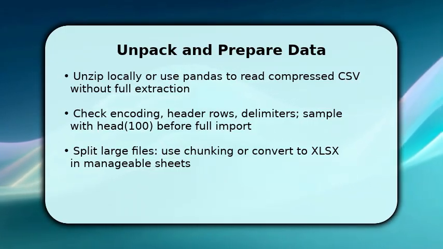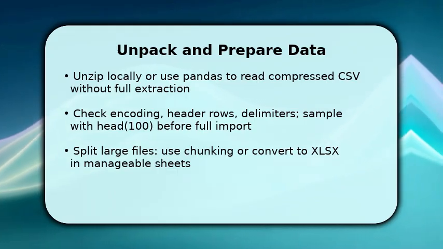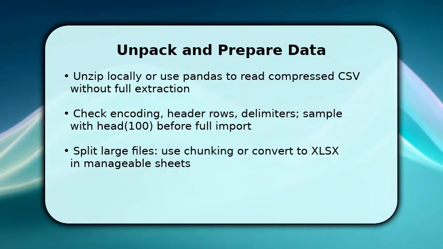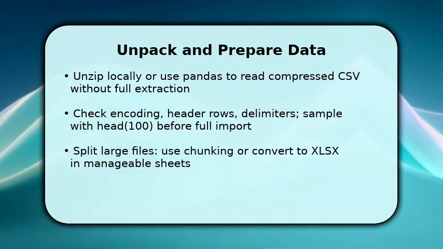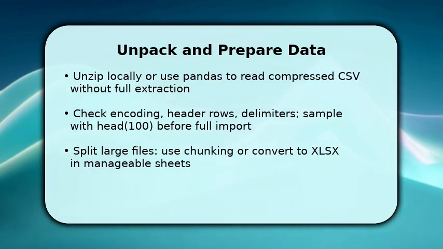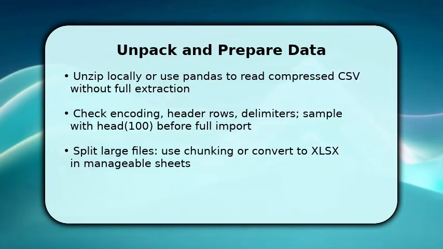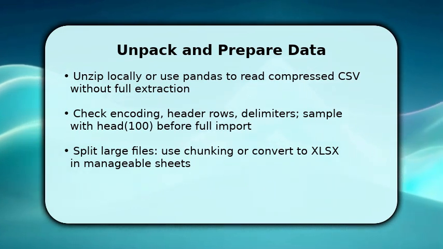Inspect a sample to detect encoding, header offsets, and delimiter quirks, then normalize column names and drop superfluous columns to reduce size. If the dataset exceeds Excel row or memory limits, export subsets or aggregate using Group By. Alternatively, convert clean chunks to separate XLSX sheets. By preparing the data first, you prevent Excel crashes and ensure a cleaner, faster workflow.